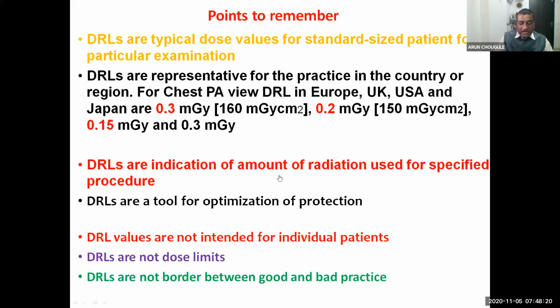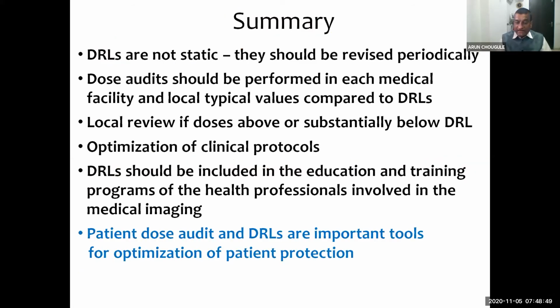DRLs are an indication of the amount of radiation used for a specific procedure. DRLs are a tool for optimization of the protection. DRL values are not intended for the individual patient. They give just the range of the doses. DRLs are not dose limits. DRLs are not the border between good and bad practice. DRLs are not static. They should be revised periodically or as and when the technology changes.